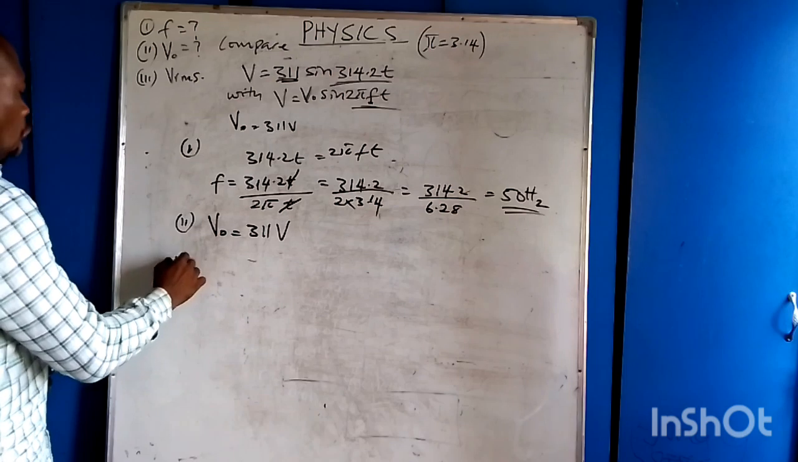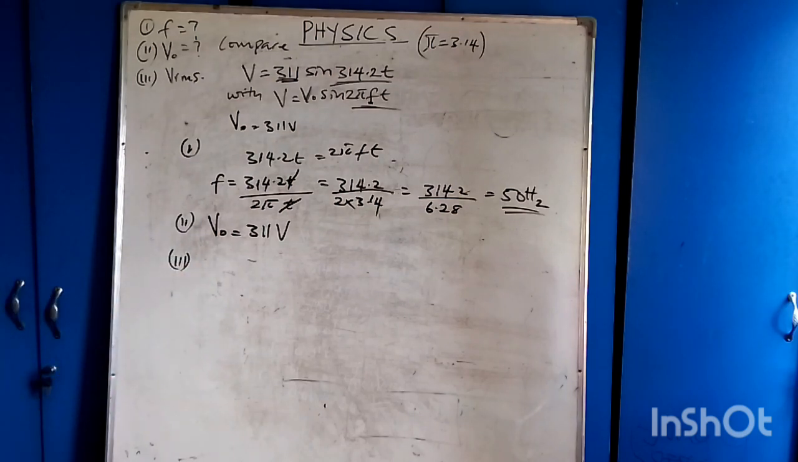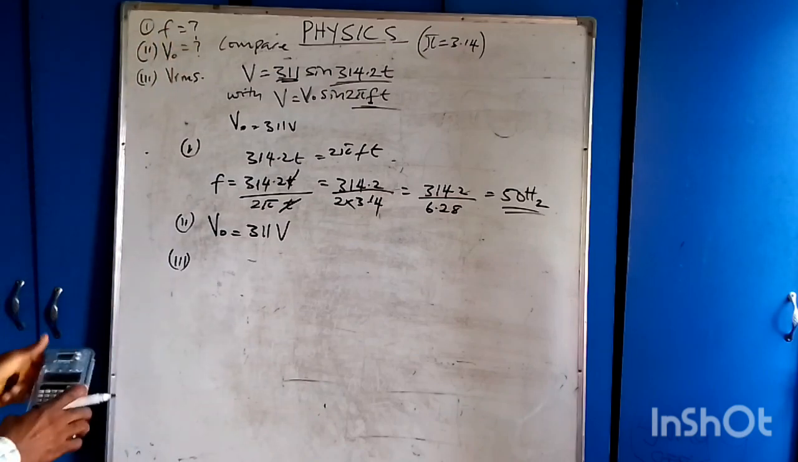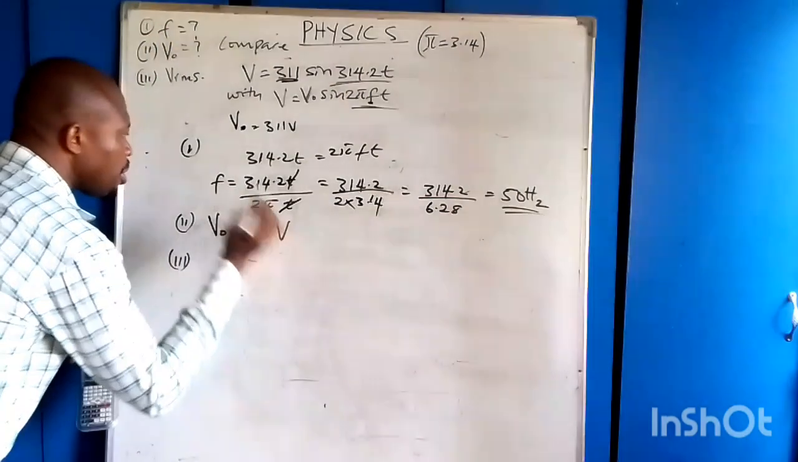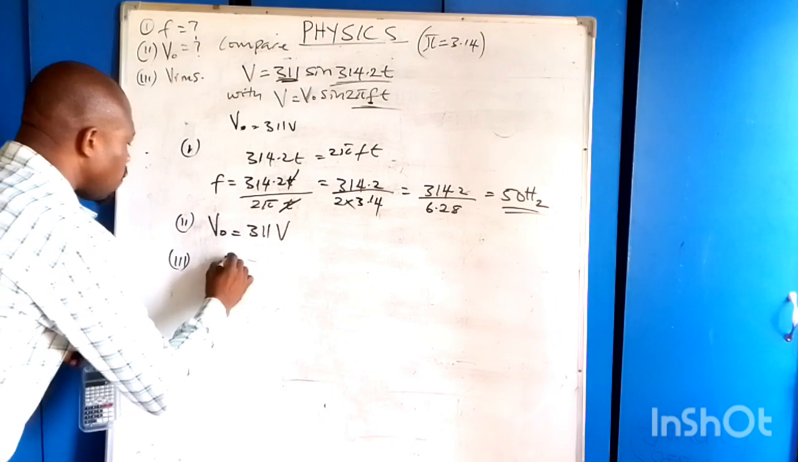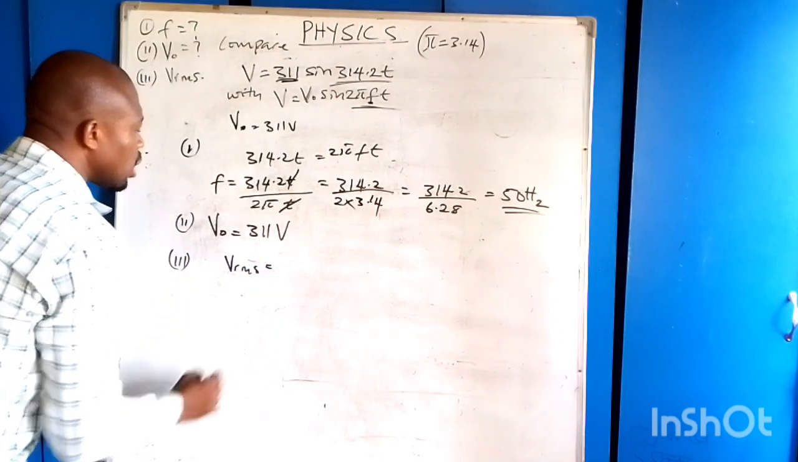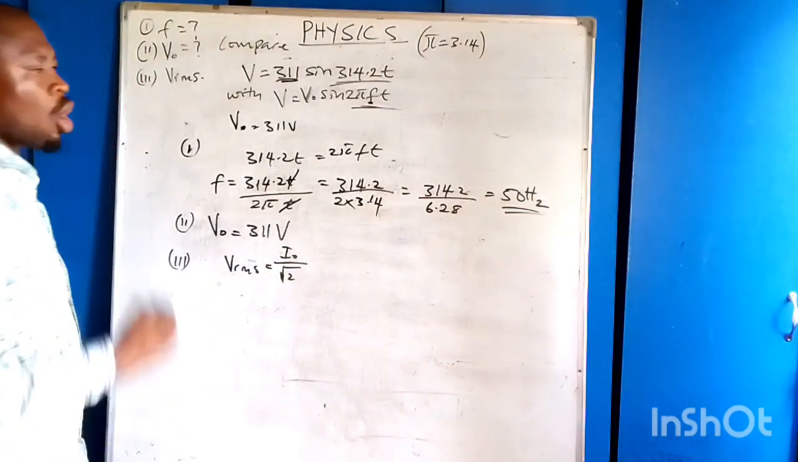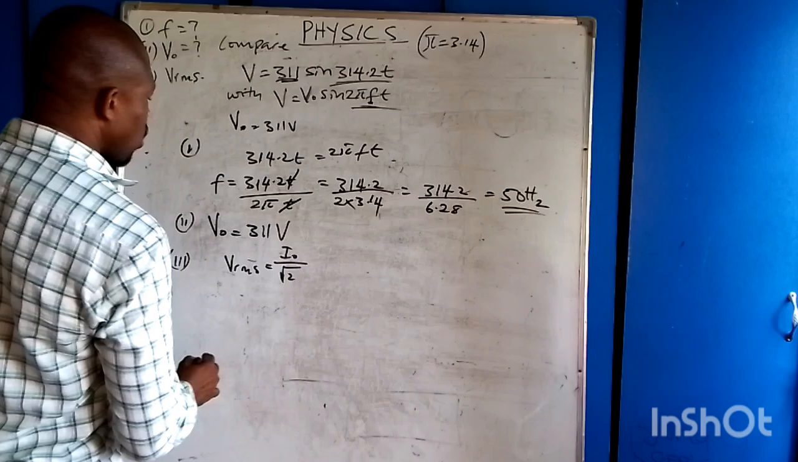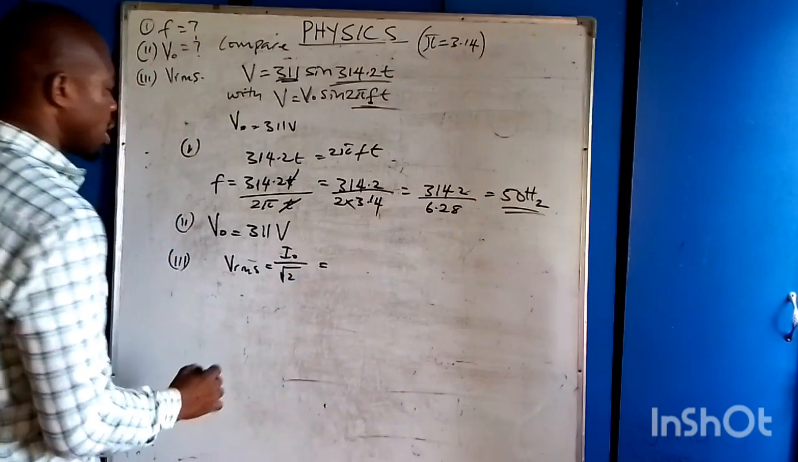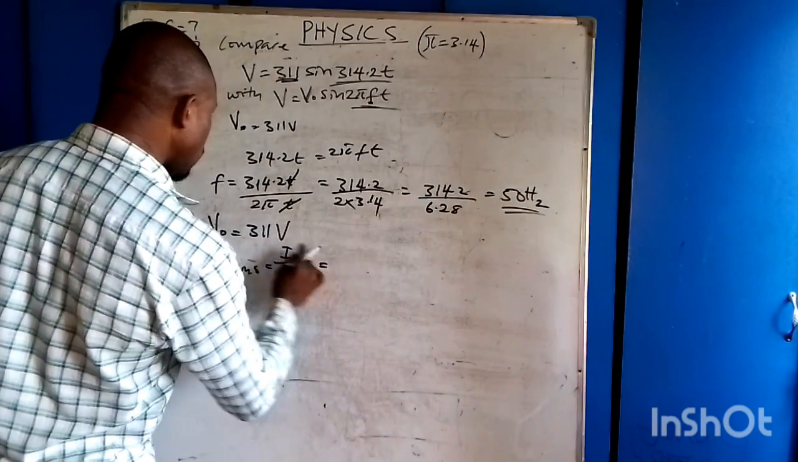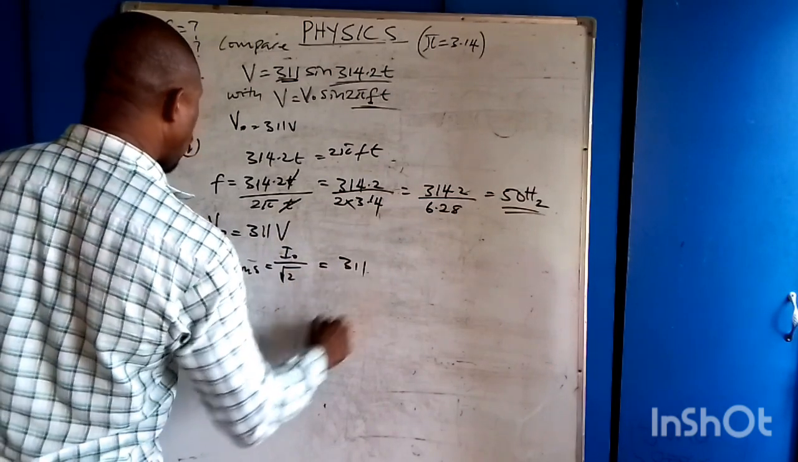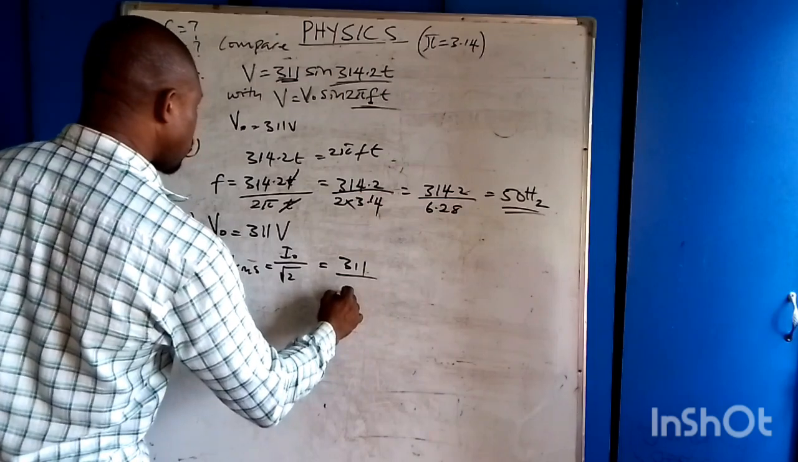The third question, we are looking for the root mean square voltage. Remember our equation says that V RMS is V naught all over root 2, or you can use the other one. Now if we use this, we have that V RMS is 311 all over root 2.